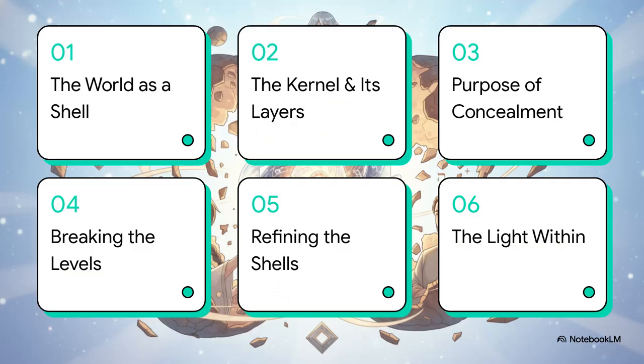So here's our roadmap for the journey today. First, we'll look at our world as just the outermost shell. Then we'll define exactly what the kernel and its layers are. We'll ask the big question, why is it all hidden in the first place? And then we'll get practical. How do we break through these levels? How do we refine the shells to finally find that divine light that's hidden inside absolutely everything?